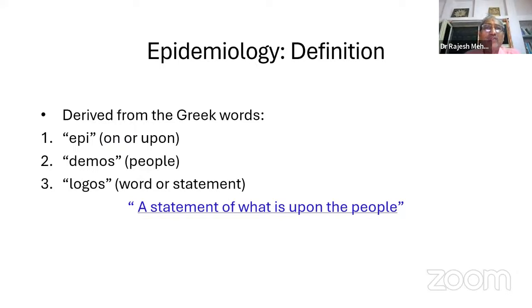Now, how did the word epidemiology come? Epi means upon, demos means people, and logos, or logy, is science. So it is the study of people. Basically, epidemiology means we are working with the people, working with the community. And in that, your purpose is to study the population in terms of a particular event or particular disease, and you go into details.